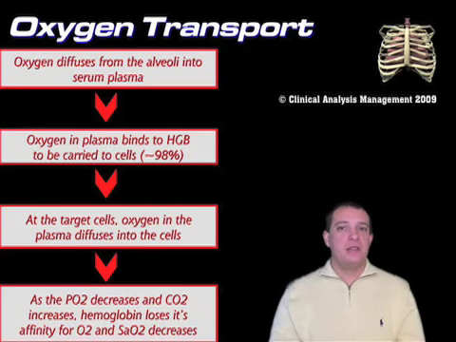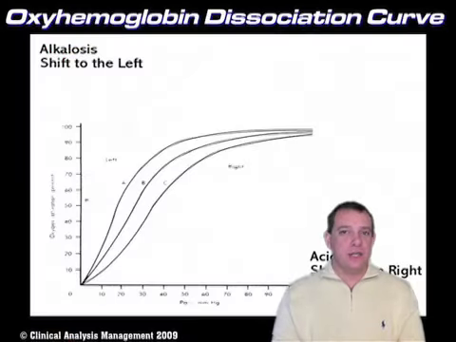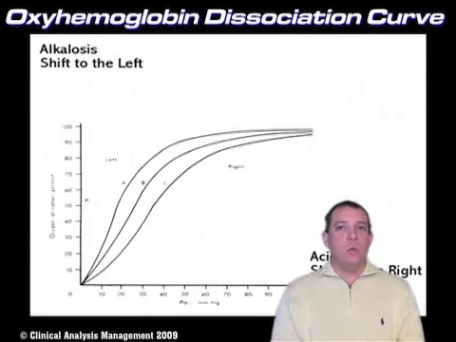Now, the thing is, this whole process can go awry, and in order to understand how, we have to understand something called the oxyhemoglobin dissociation curve. This is a very basic but very important tenet of critical care. When we talk about the oxyhemoglobin dissociation curve, what we're talking about is the relationship between oxygen in the plasma and oxygen in the hemoglobin.